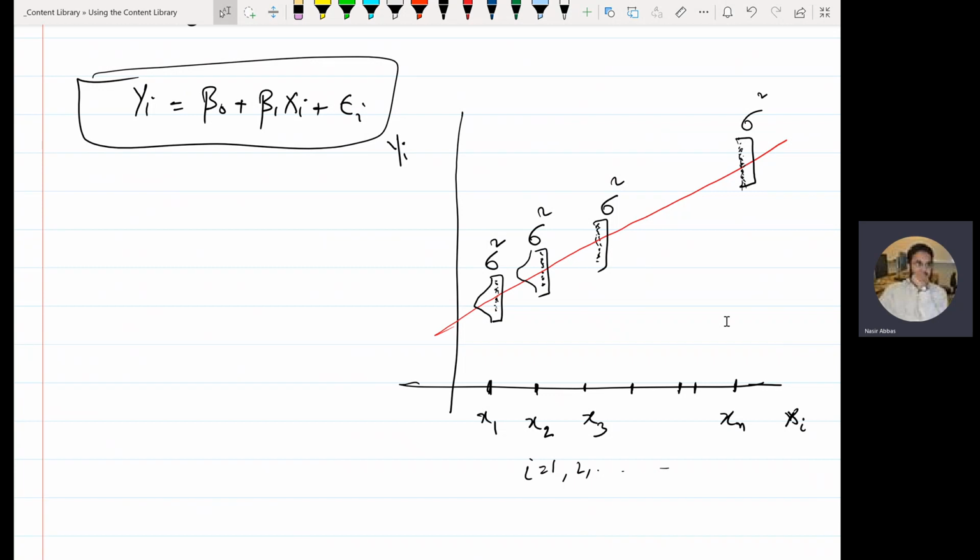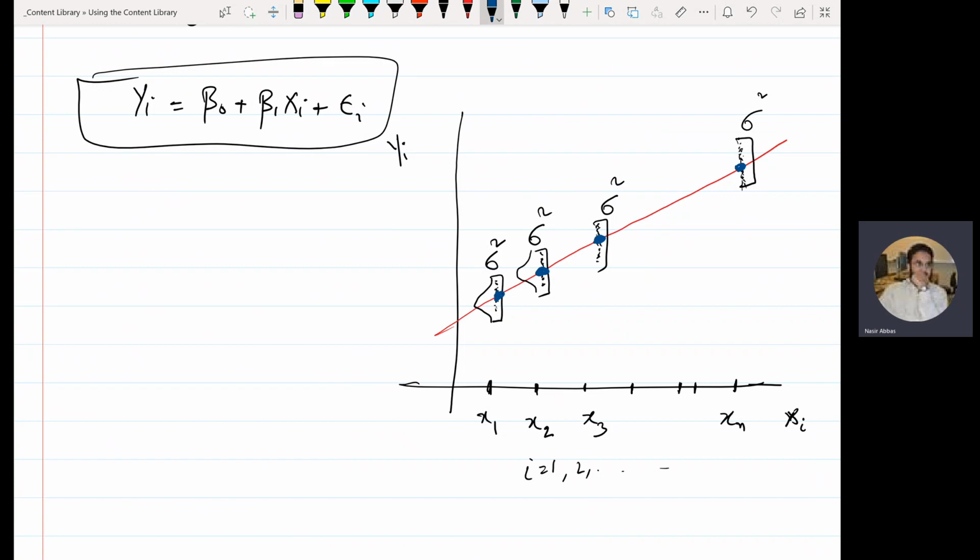The first subpopulation, take the mean of it. The second subpopulation, take the mean of it. The mean of the first subpopulation is this one. The mean of the second subpopulation is this one. The mean of the third subpopulation is this one, and so on. We are assuming that these means all fall along the line. That means the relationship between y and x is linear, strictly linear. We start with the linear relationship. Now, if you join these points, you get a line, the red line.